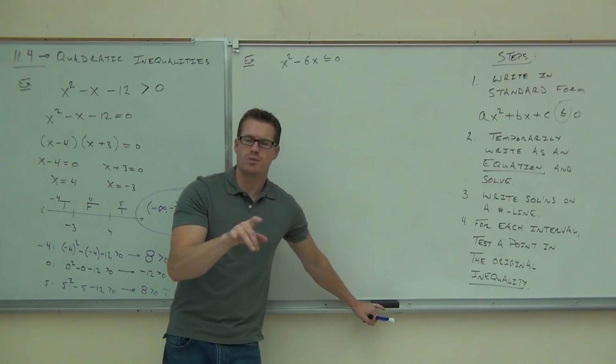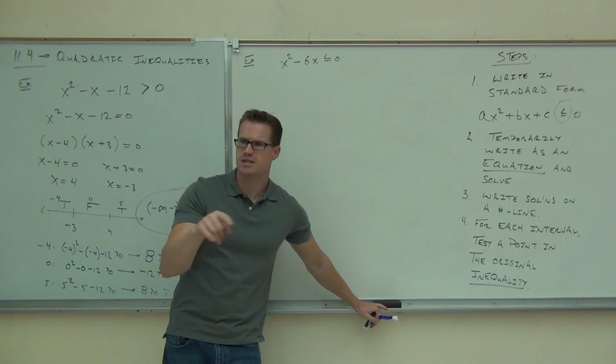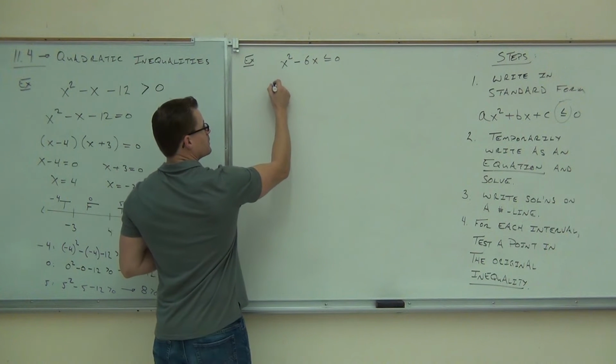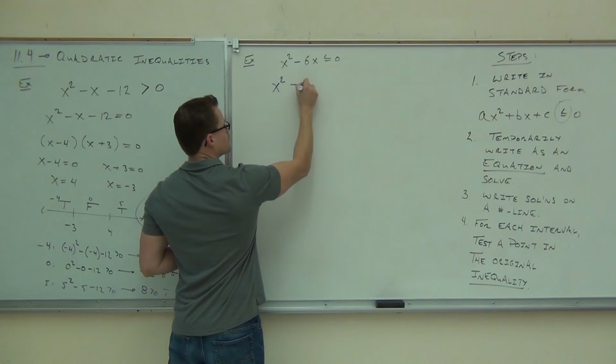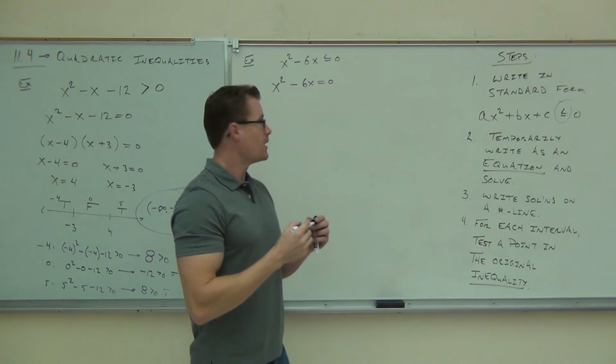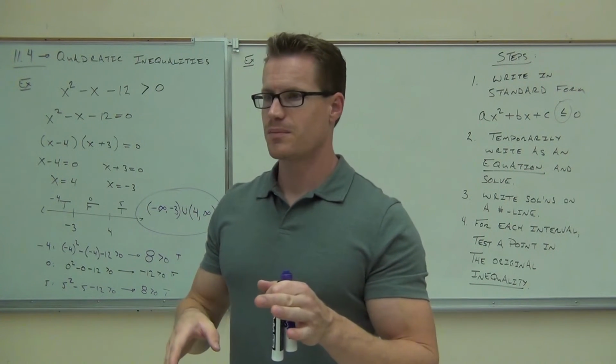The next step would be, what's the next step? It's on the board. What's the next step you're going to do? So next step, we're going to say, okay, it's in standard form already. We're going to temporarily set that thing equal to 0, and that's going to allow me to solve this for those interval breaks. Do you follow?